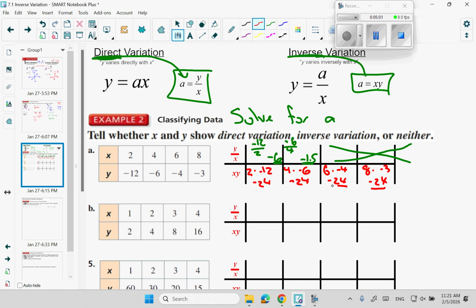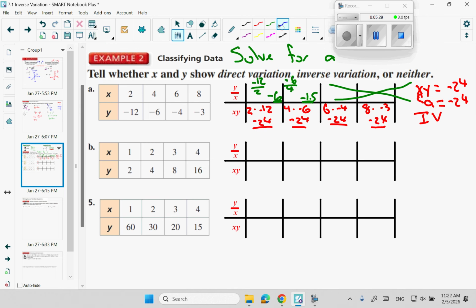Now, because I got the same answer every single time, I know that x times y equals negative 24, or more specifically, that a equals negative 24 in this relationship, which means this has to be inverse variation, because when a equals x times y, then I know I'm inverse.